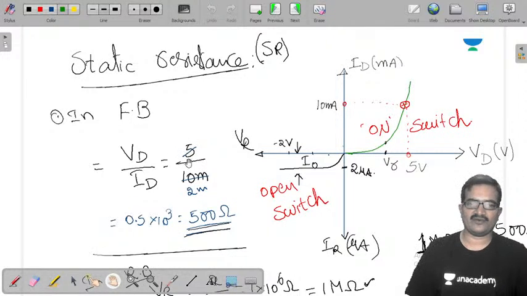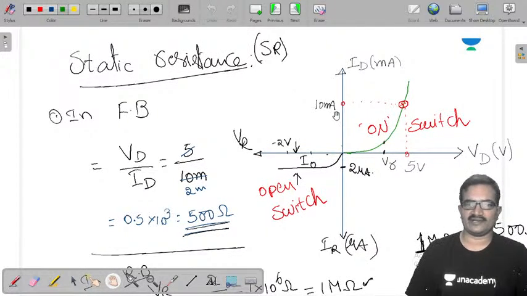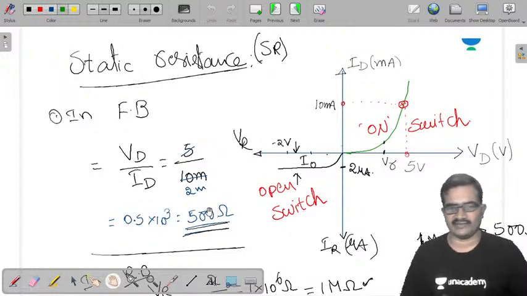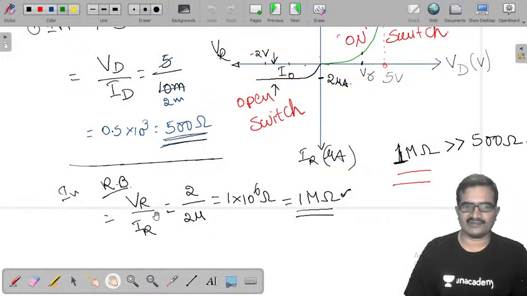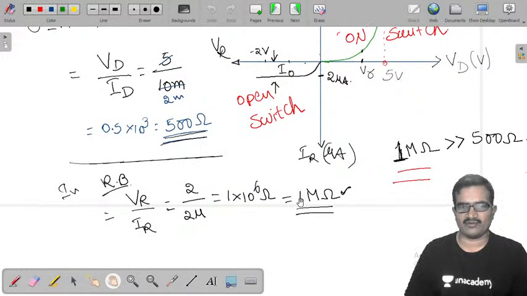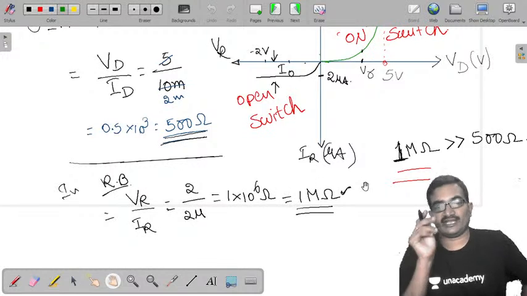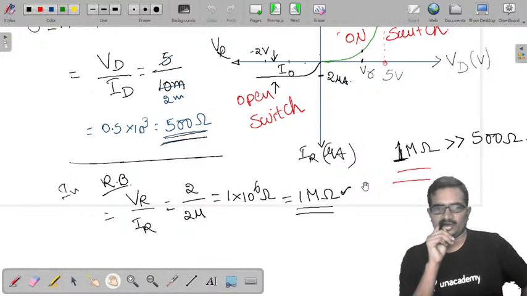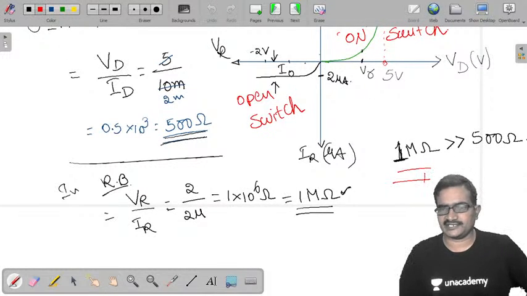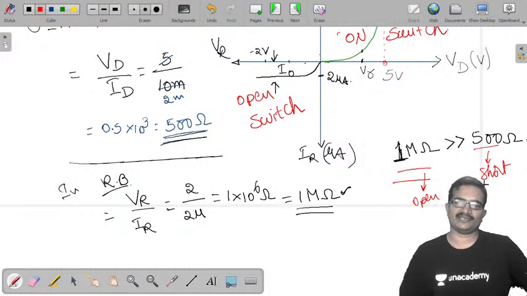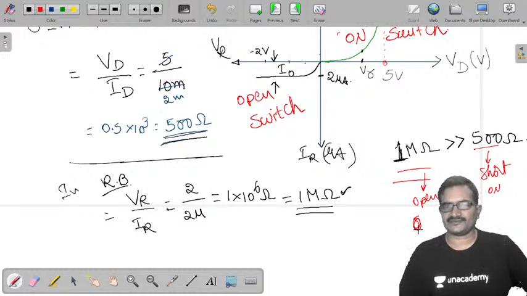Now it is 5 by 10 milli; there I took 5 volts and 10 milliamps. So it is of the order of 500 ohms. Similarly, I calculate the same resistance in reverse bias, and here I got 1 mega ohm. So 1 mega ohm is a very high value compared to 500 ohms. So at this point, if I consider my diode as an open circuit, then at the other point it should be a short circuit. That means here it behaves like an on switch and here it behaves like an off switch.